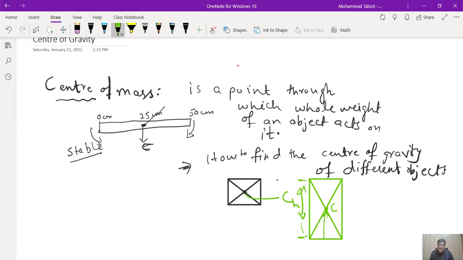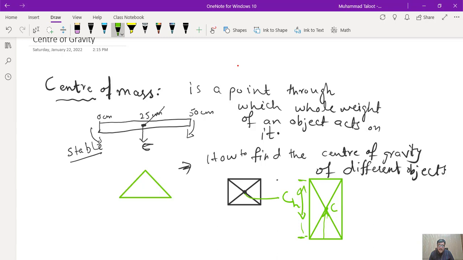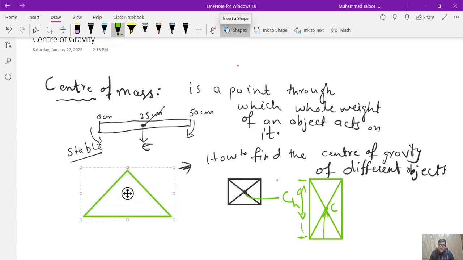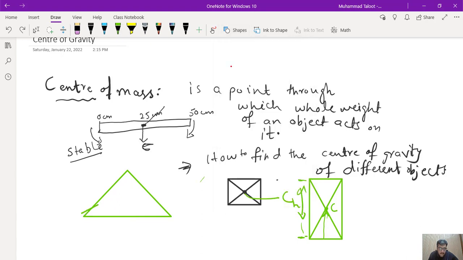Similarly, you can find out the center of gravity for a triangle shape. This is a triangle. What I have to do is draw lines from the corners. Oh, it is not meeting at the correct point. So one corner is this one. Not meeting perfectly. Hopefully now it will be in the exact position. No, it's still not in the correct position.